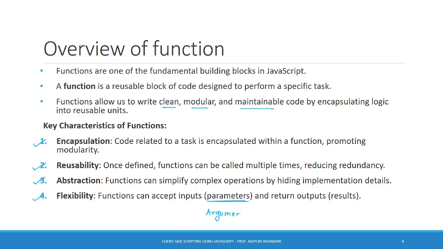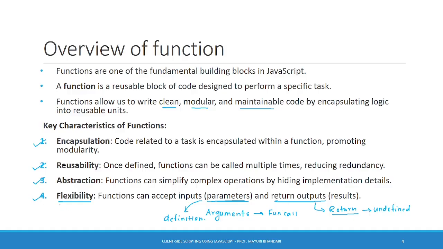So arguments are actual values that we pass at the time of function call, and parameters are the variables we define in function definition. Function can also return outputs by using return statement. If no return statement is specified in JavaScript, function will return undefined.